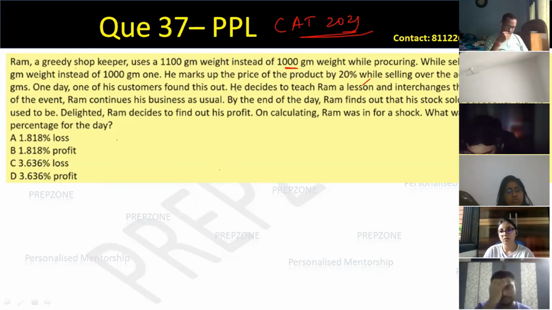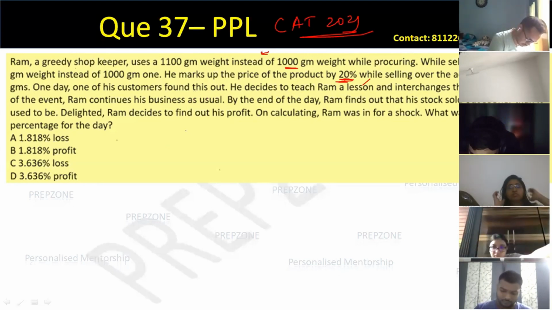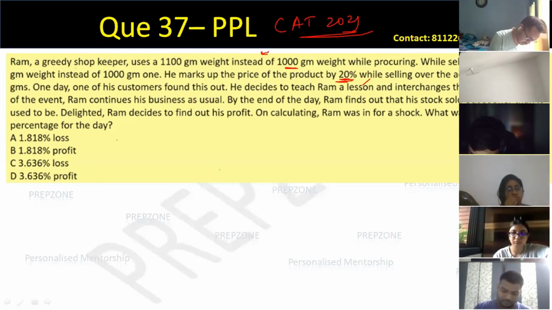This is what is happening. And he basically marks up the price of the product by 20% while selling over the actual price of 1000 grams. Okay? He is doing the above too. He also marks up the price. So if say CP is 1, he is marking up the price by 20%. Now one day his customers get to know and they have changed the weights, right? Whatever weights there were, they changed them, and then Ram had some loss; we have to calculate that loss only.